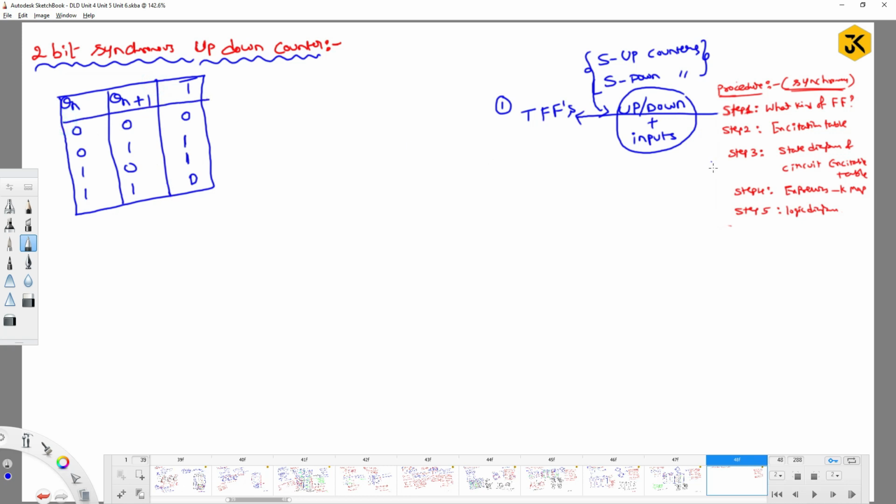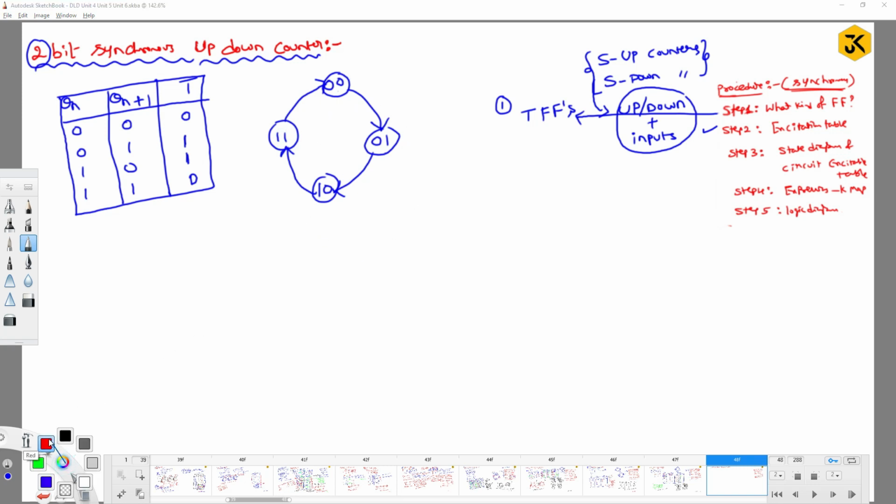Once we are done with step 2, you can go to step 3. In step 3 you have to draw the state diagram as per our requirement. The requirement here is that in a single circuit they are asking for up as well as down count. If we have 2 bits, how many possible values do we get? One is 0 0, another 0 1, another 1 0, another 1 1. So this is what we call the up counter. 0 0 moves to 0 1, 0 1 moves to 1 0, 1 0 moves to 1 1, and 1 1 moves to 0 0.